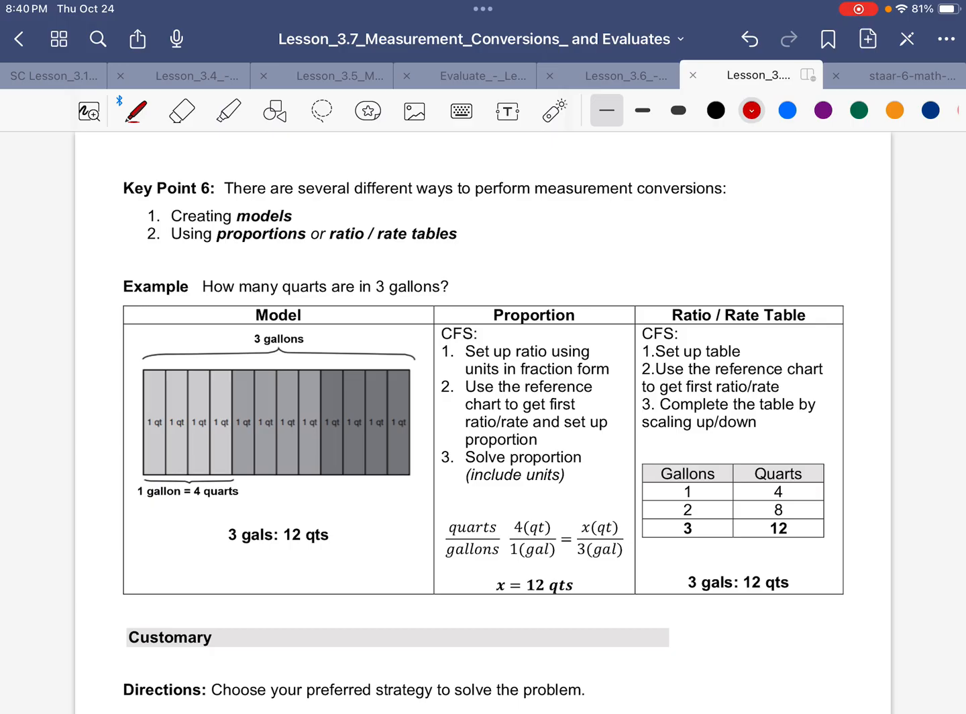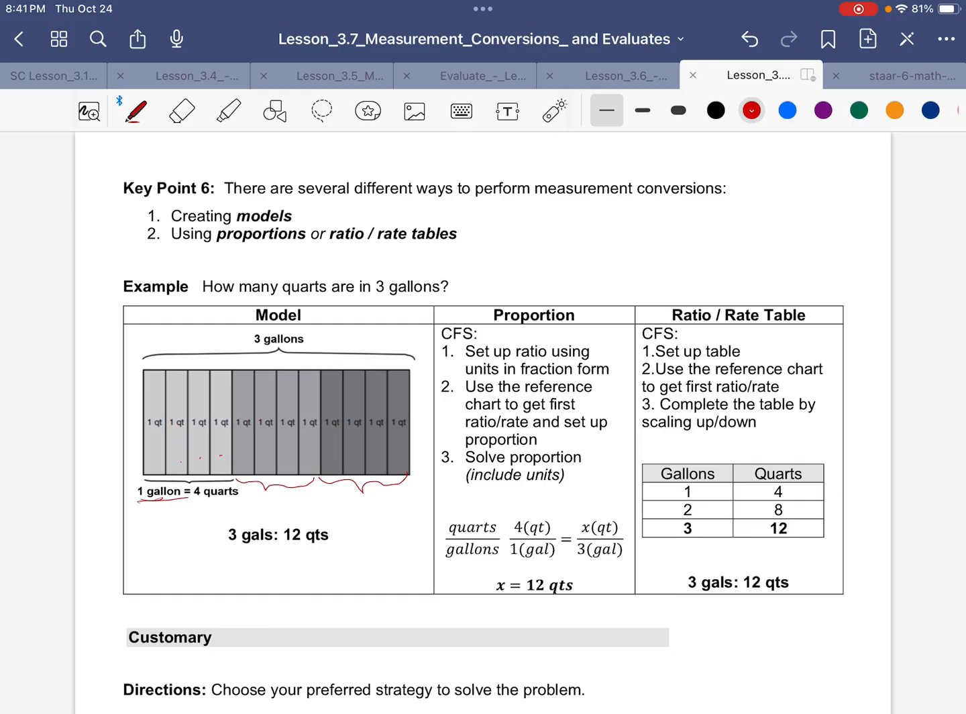So the model, you would simply draw the model out. And what you see, they drew the 3 gallons, and they know 1 gallon is 4 quarts, right? So they drew 4 quarts. 1, 2, 3, 4. That's 1 quart, 1 gallon. And then they did that a few more times. So that equals 3 gallons.